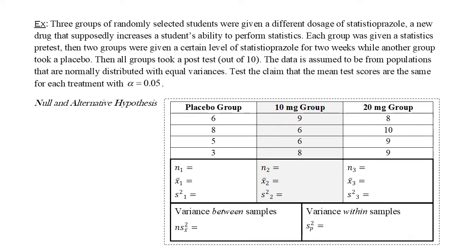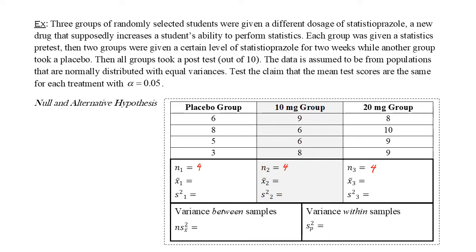Okay, so here is our data from our sample. We have one group where we took a sample of 4 from the placebo group, 4 from the group that got 10 milligrams of statistioprezol, and another group that got 20 milligrams of statistioprezol. So in each of these, they have the same sample size, 4 in each sample.